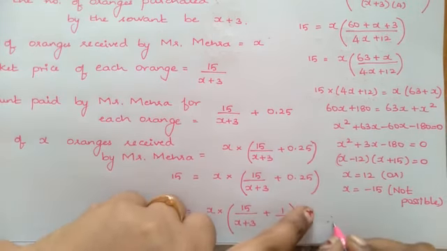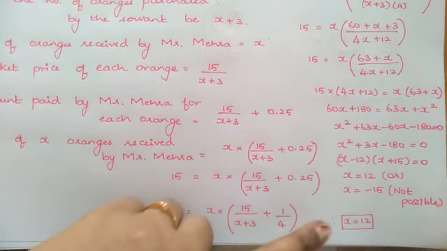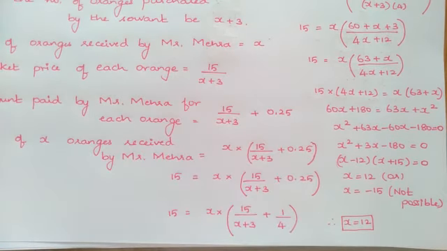So therefore x is equal to 12, where x is nothing but the number of oranges received by Mr. Mehra. So how many oranges were purchased from the market? 12 plus 3, that is 15 oranges were purchased by the servant. But he has eaten 3 and he has given just 12 oranges to Mr. Mehra. That's it. Okay. Thank you.